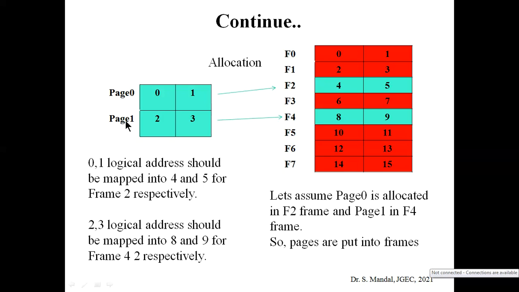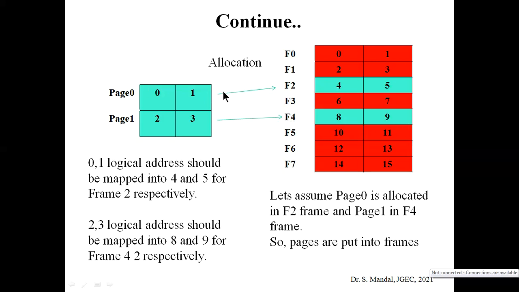Now, as we are using a non-contiguous memory allocation technique, parts of the process can be allocated to the respective memory locations. In the case of paging, this is also a non-contiguous memory allocation technique. So the first page, that means the first part of the process, is allocated to the respective frame. Suppose the available frame is f2, so this should be allocated to the fourth and fifth addresses. And the second page, page 1, should be allocated to the next available frame, that is f4, addresses 8 and 9.